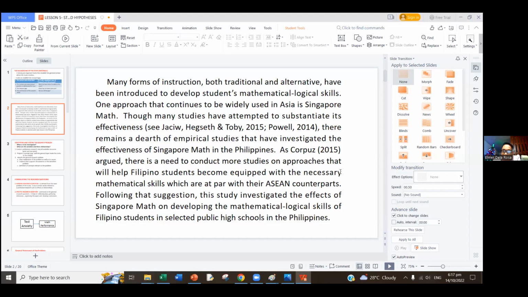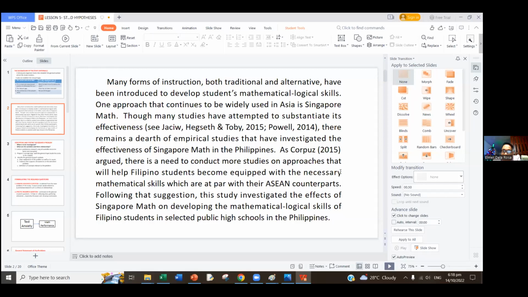Very few empirical studies have investigated this Singapore math in the Philippines. So malinaw kaagad yung research gap niya. Meron pero kokonti daw ang nag-aral pa ng effectiveness ng Singapore math sa Pilipinas. Tapos dinagdagan pa niya ng research gap ng sabi ni Corpus noong 2015 sa kanyang suggestion, there is a need to conduct more studies and approaches, etc.